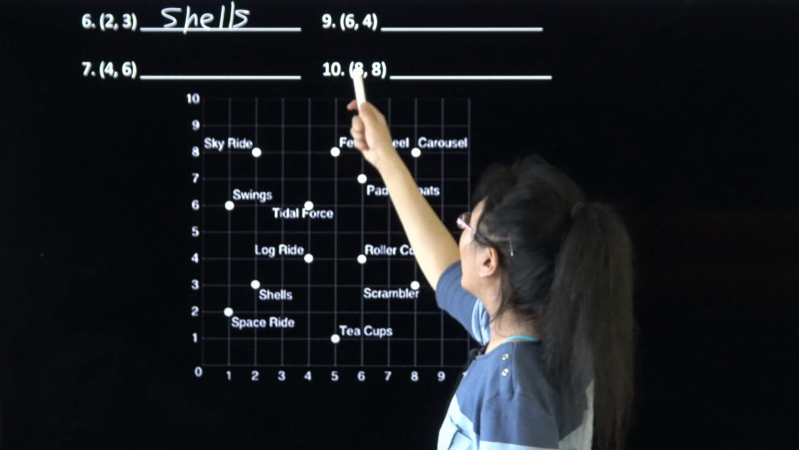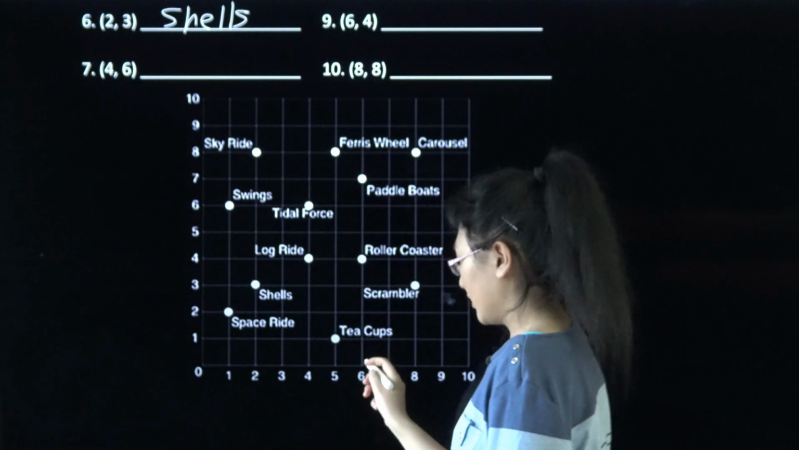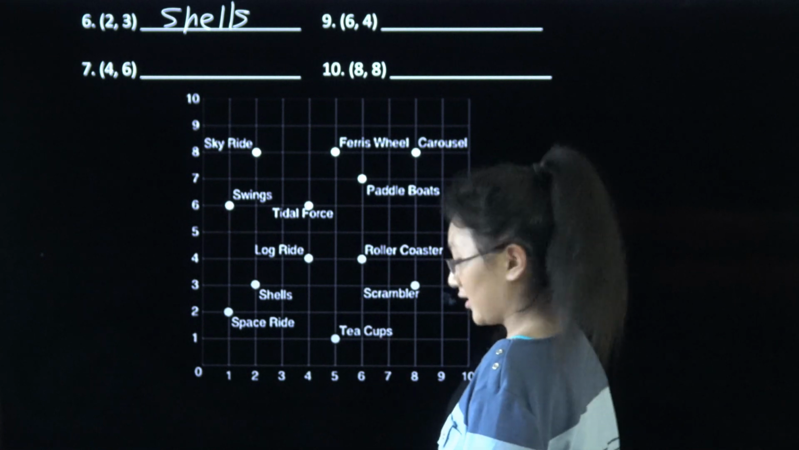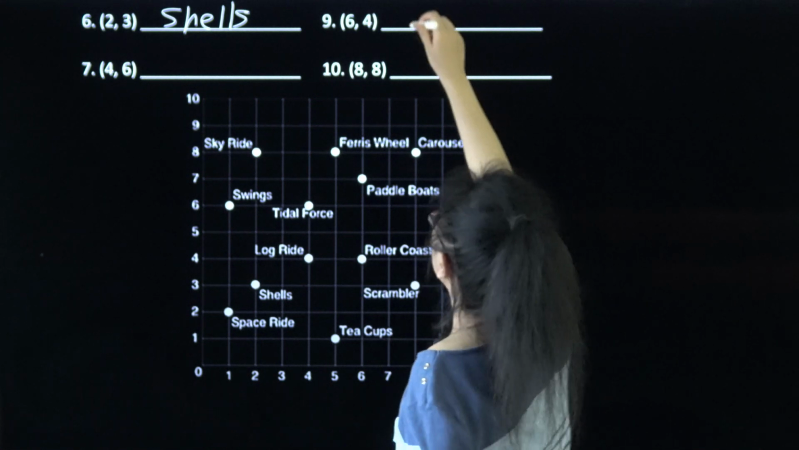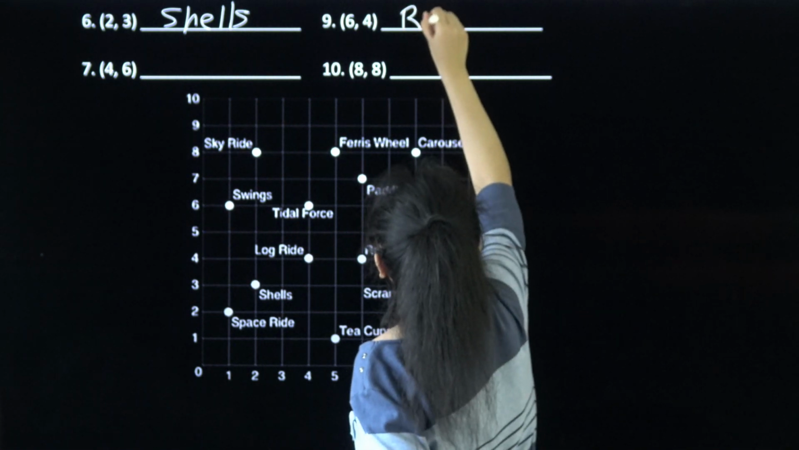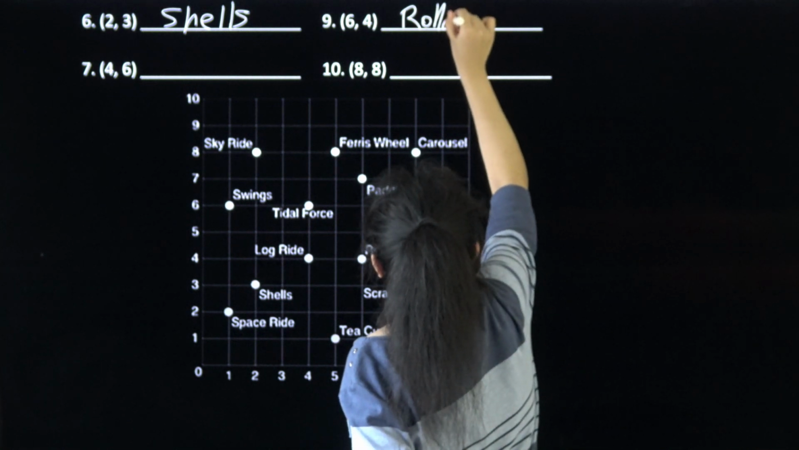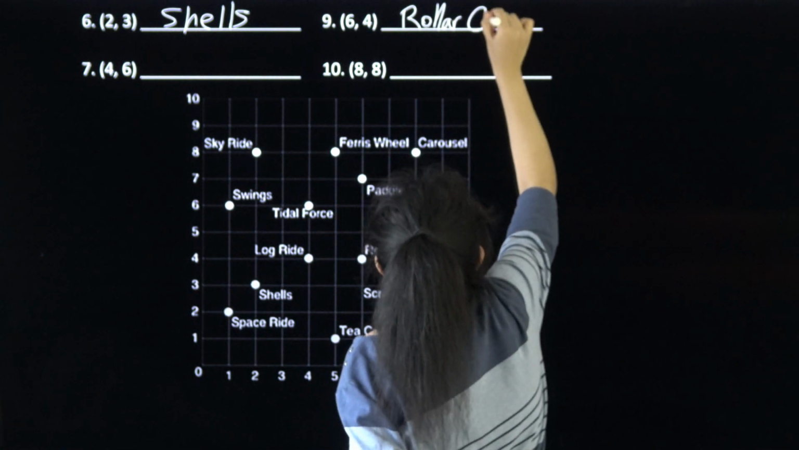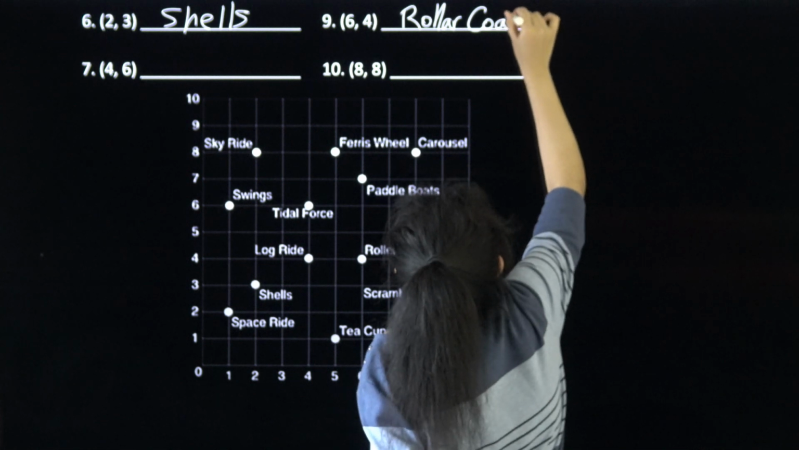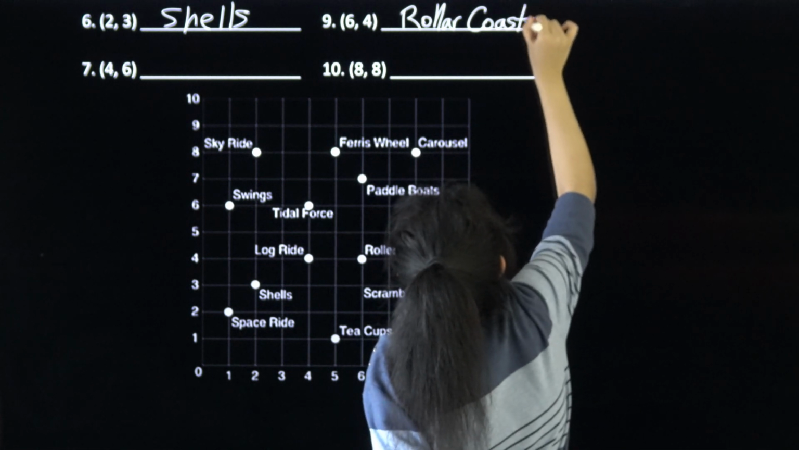And then question number 9 is 6 and 4. So 6 is here, and then we go up 4, and that's the roller coaster. So roller coaster.